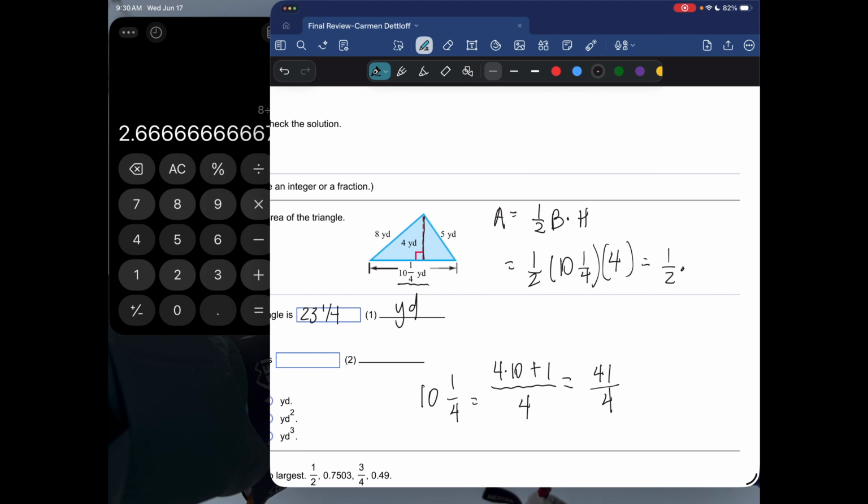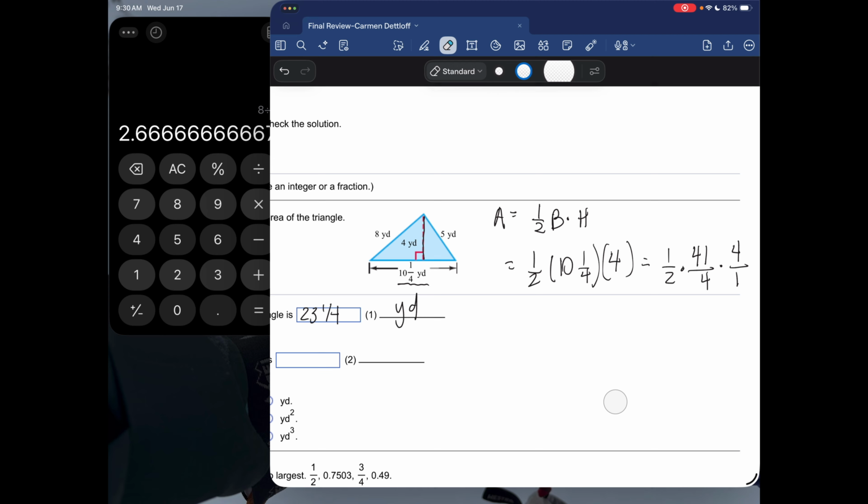So I get 1/2 times 41/4 times, and then I had 4, which I'm going to say is 4 over 1. And then from here, I need to multiply out and simplify. And I'm going to go ahead and do that. I get 41 times 4 times 1 gives me 164, all over 2 times 4 times 1, which is 8. Okay, now I'm going to simplify if I can. They're both even. I'm going to go a little further. I think I could probably take out a 4. Let's see if I can take out a 4 on both of these.